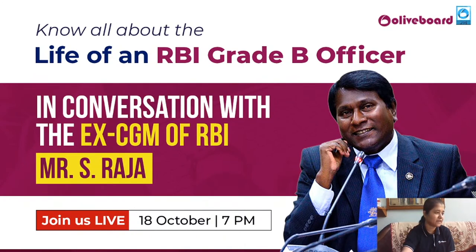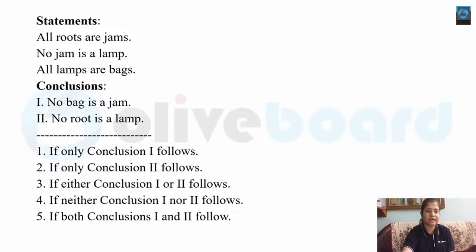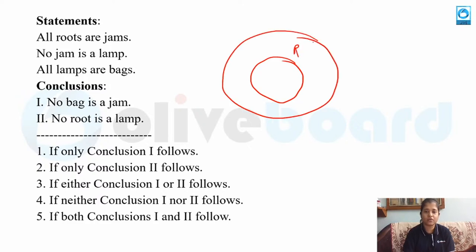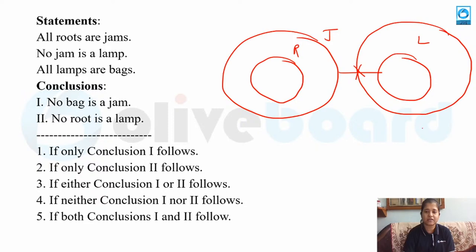Okay, let's see. 86% of you have given the right answers. Let's check, right? So let's see. All routes are jams. Let's say this is your route, right? So all routes are jams, something like this. No jam is a lamp, so this is your lamp here, and we have all lamps are bags, right? So let's say this is your bags, right? So let's have a look. No bag is a jam. Now this bag, that is this circle, can interact with this circle, right?